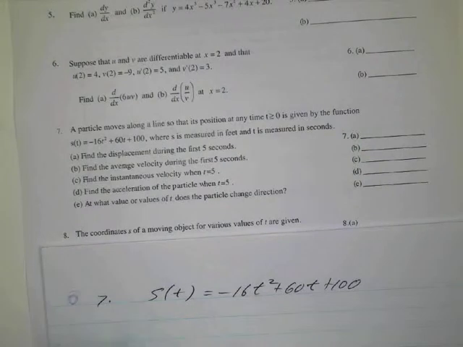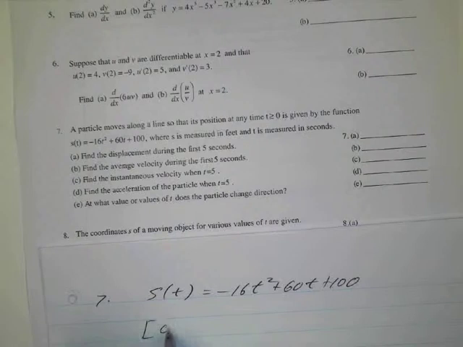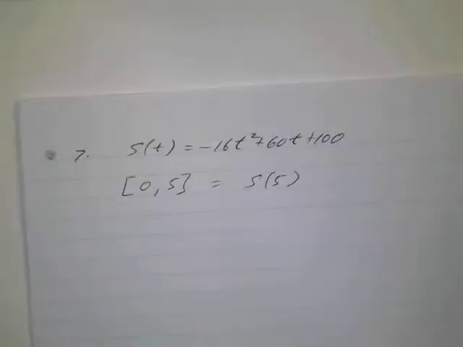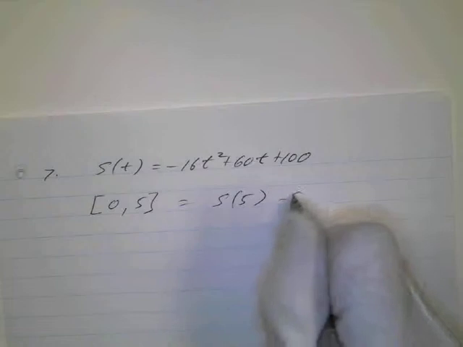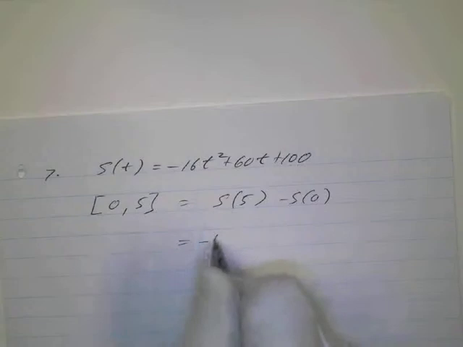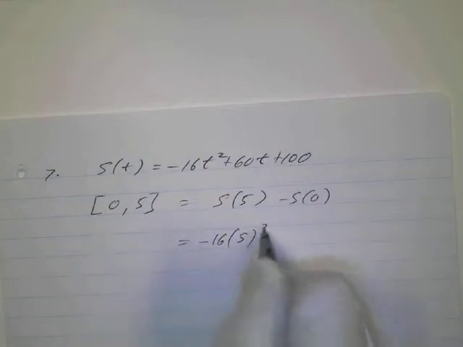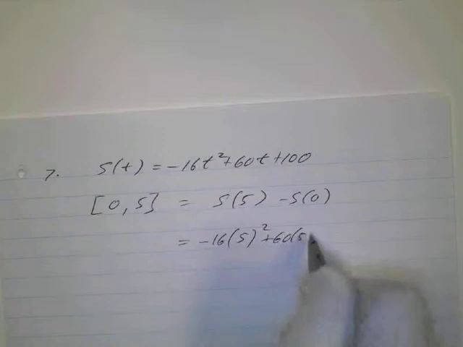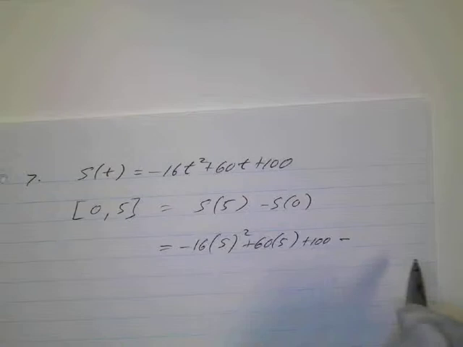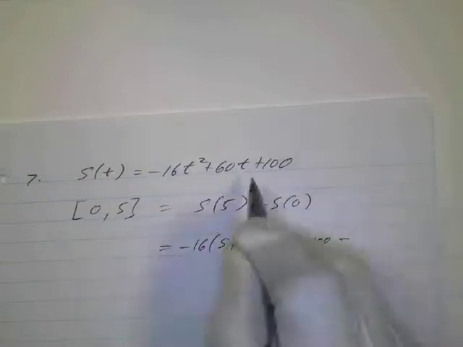Okay, in the first 5 seconds, so that means my interval would be 0 seconds to 5 seconds. So my displacement's just going to be s of 5 minus s of 0. And s of 5 is negative 16 times 5 squared plus 60 times 5 plus 100, minus s of 0, and s of 0, if I put 0 in here, is just 100.